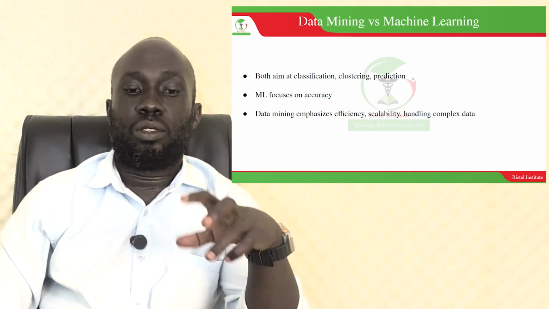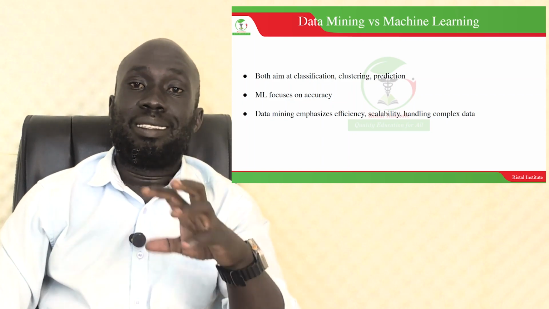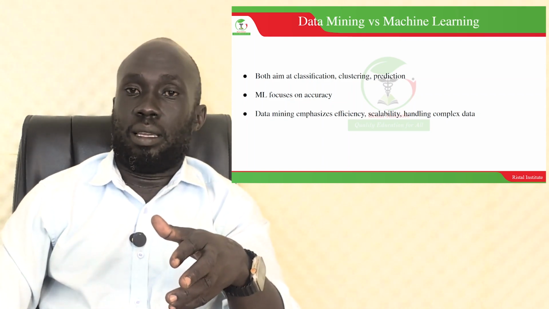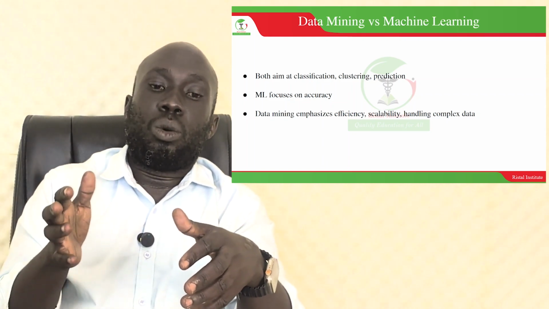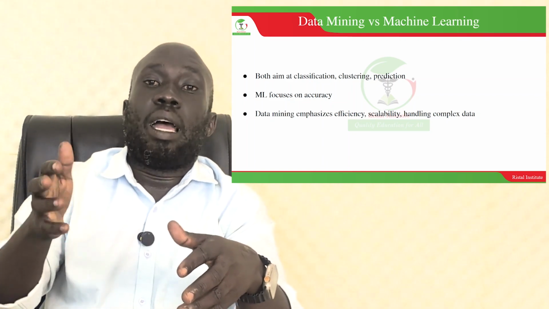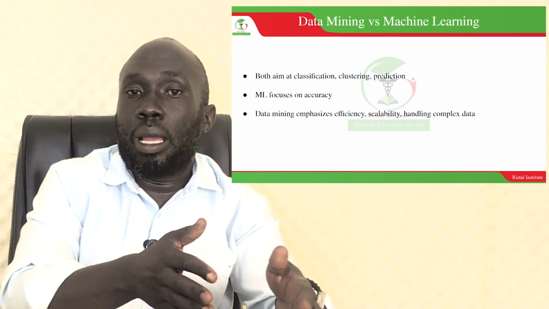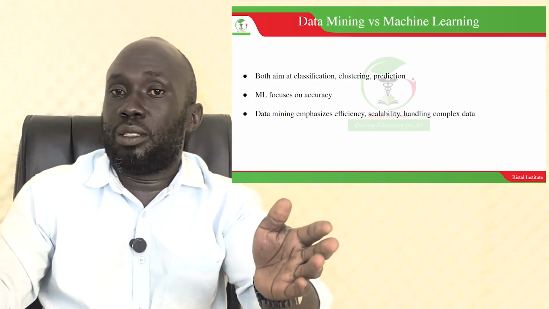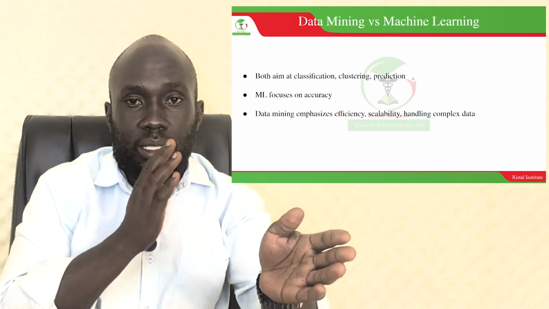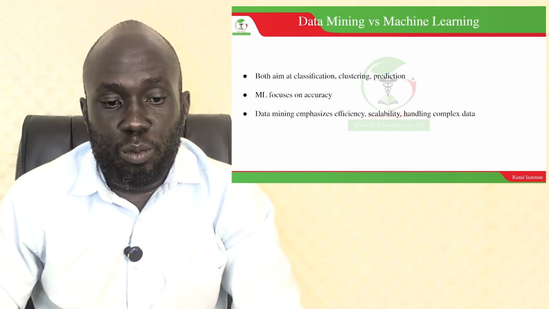Machine learning focuses on accuracy. The main objective of machine learning is accuracy. It always makes sure that whatever it's predicting is accurate. If it predicts something specific is going to happen, when product A is taken, product C will be taken, then when product A is taken, product C will be taken. That's the objective of machine learning.